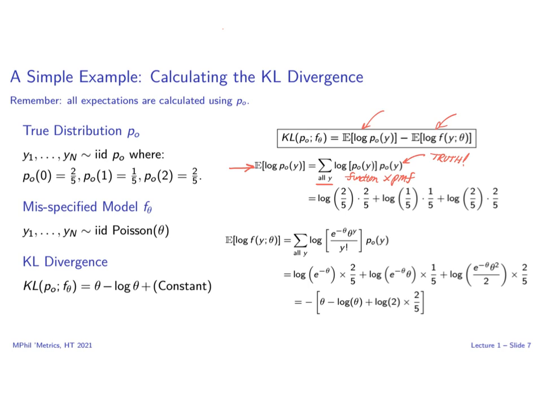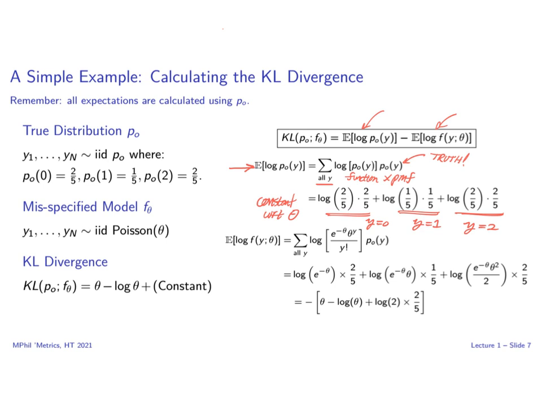This gives us the log of 2/5 multiplied by the probability, 2/5, plus the log of 1/5 multiplied by the probability, 1/5, plus the log of 2/5 multiplied by 2/5. Now, what is that? Well, it's a little bit bigger than 1. I don't know out to how many decimals that's accurate, but the most important thing to realize is that it is constant. It does not in any way involve theta, the parameter of the Poisson distribution that we mistakenly assumed that y actually follows.